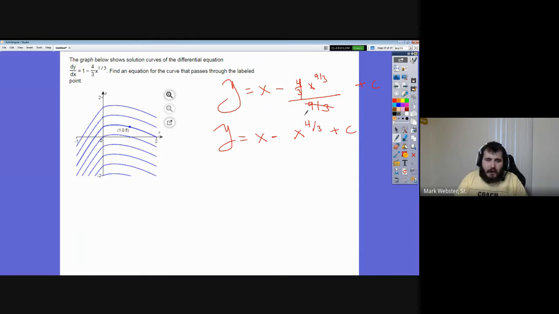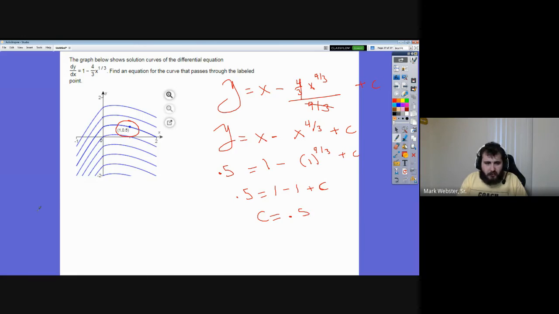And I need to find the equation of the curve that passes through the labeled point 1, 0.5. Well, x is 1, y is 0.5. So here, 0.5 equals x is 1 minus x is 1 plus c. Well, here, 4/3 power of 1 is just 1. So this is just 0, right? So c is 0.5. So now we can do our equation, finally, this plus c is just 0.5.